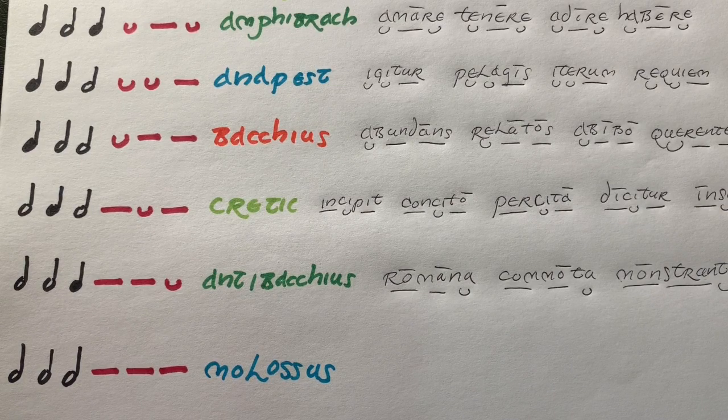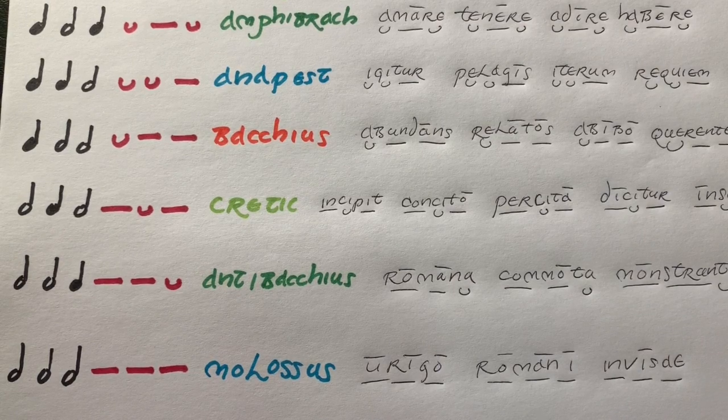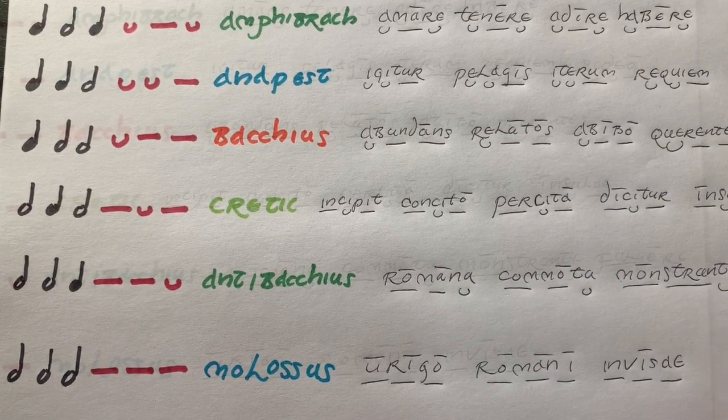And also molossus, or molasses, is the name of a species of bat, which is why it's appropriate for the movie Batman Begins in that song. Urigo, the passionate desire. Romani is a molasses. It's not a bacchus. It's not romani. That's wrong. That's not Latin. Romani is. Invisai, unseen.